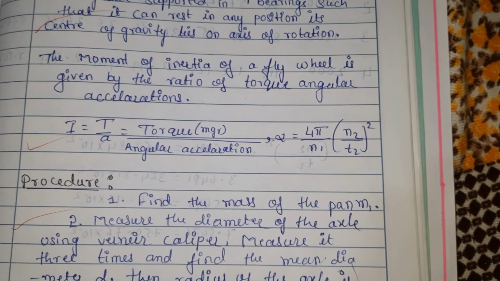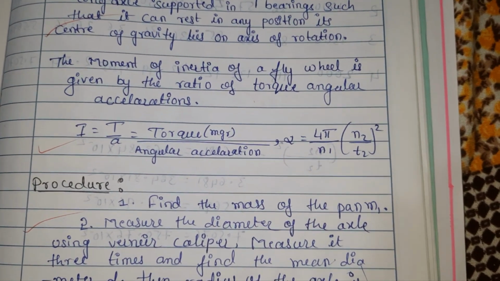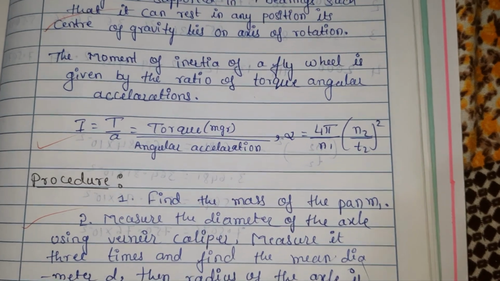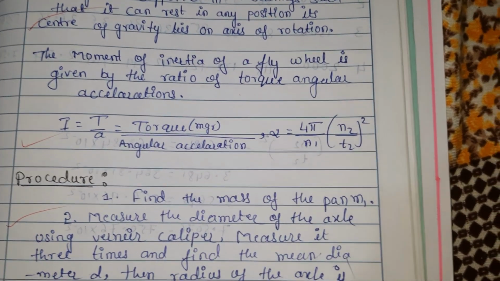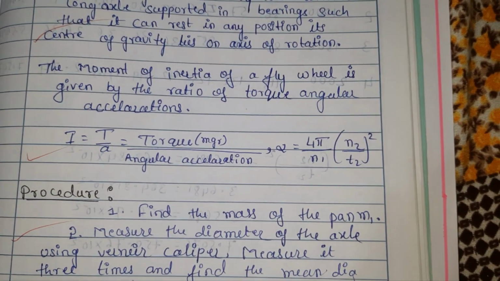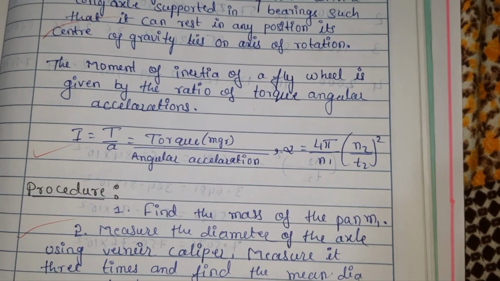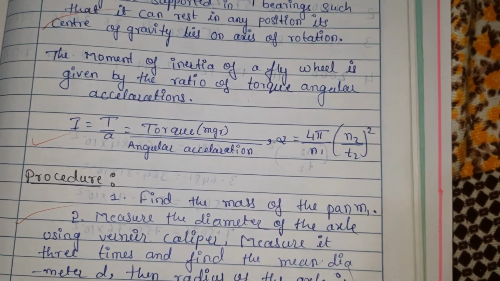So alpha is equal to 4 pi n1 into n2 by t2 square. So n1 and n2 are the number of rotations. You will understand in the tabular column. t2 is the time taken for the rotations. So here the observations you have to note down.